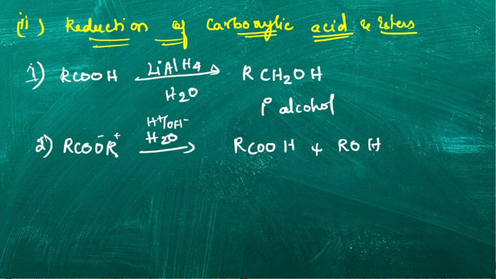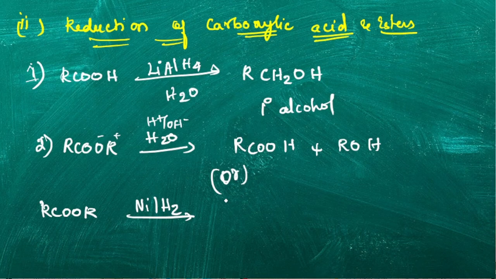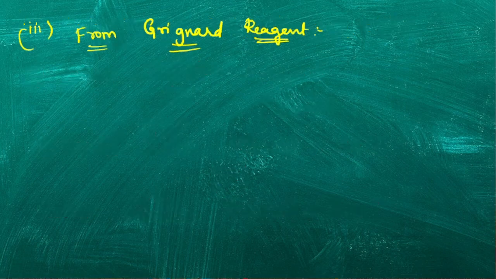You can write it as RCOOR in the presence of Ni and H2, you will be getting RCH2OH plus ROH. This is also one type of reaction that can be done with esters. Clear? Now, moving on to the last reaction that can be done for gaining the alcohol, which is from Grignard reagent.